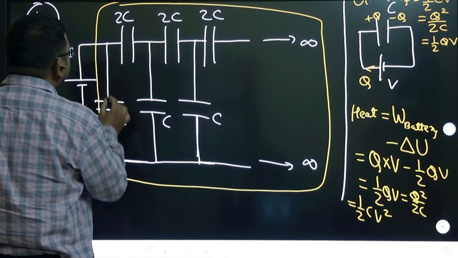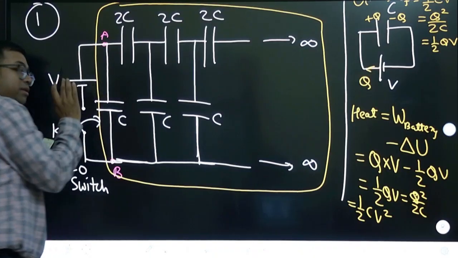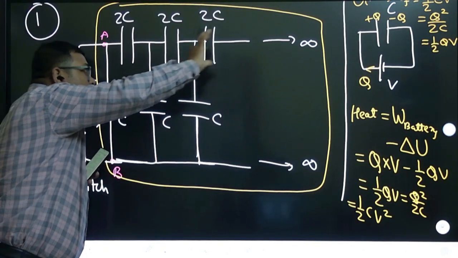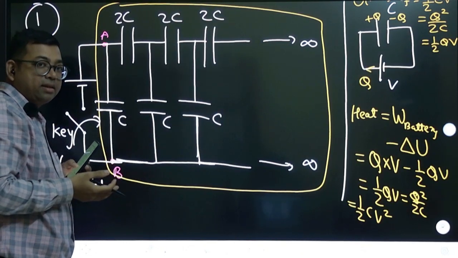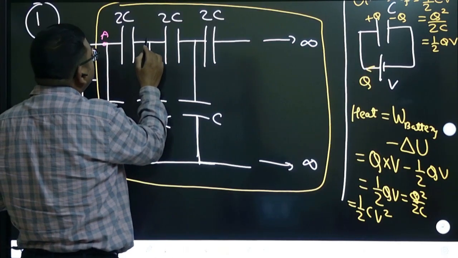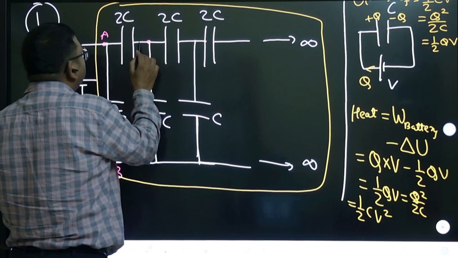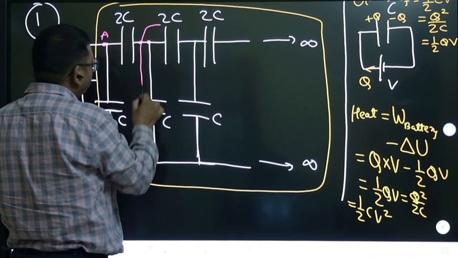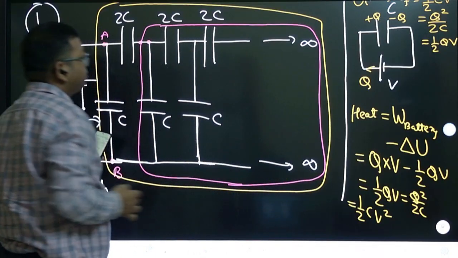Suppose this is point A and this is point B, and you are seeing the circuit from here. What do I see? I see 2C, 2C, 2C, 2C in the upper branch, and in the middle branch C, C, C. Suppose I cross one ladder and come here. Again I see the same thing, right? Same thing again. You can see that this is again the same thing.